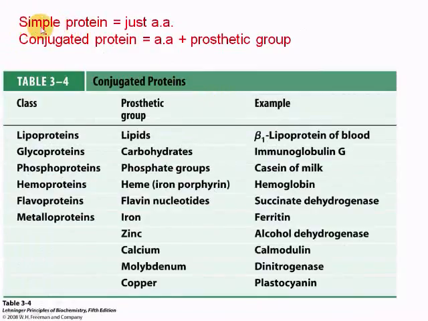Okay, just a couple definitions. A simple protein means just amino acids. A conjugated protein means amino acid plus a prosthetic group, or plus something else. And so here's a whole bunch of different types of conjugated proteins. And so this is the name of the conjugated protein. These are the names of the prosthetic groups. I wouldn't worry about memorizing any of this.